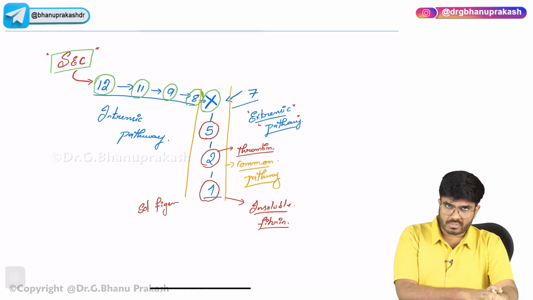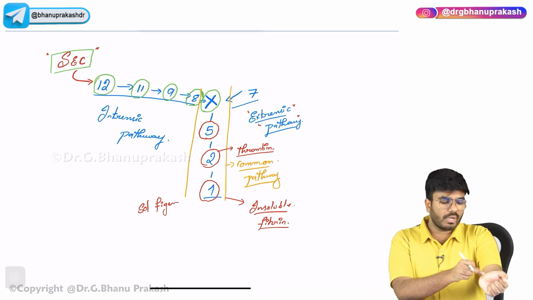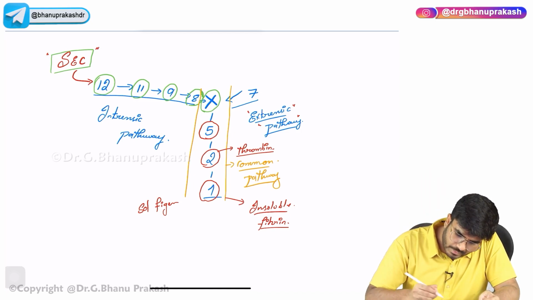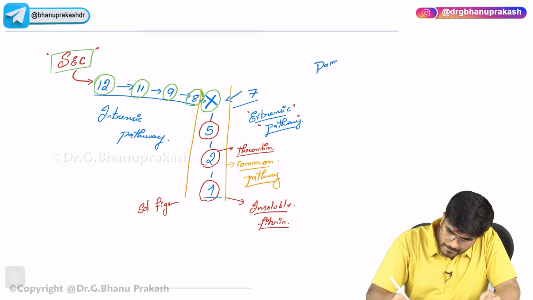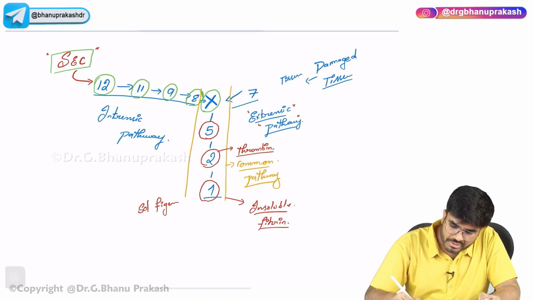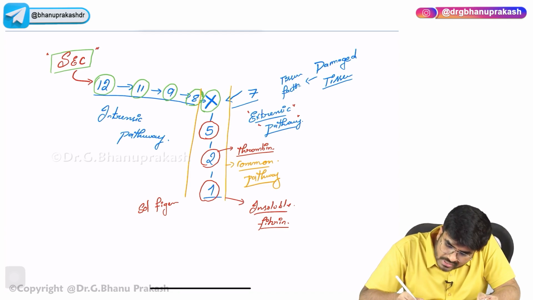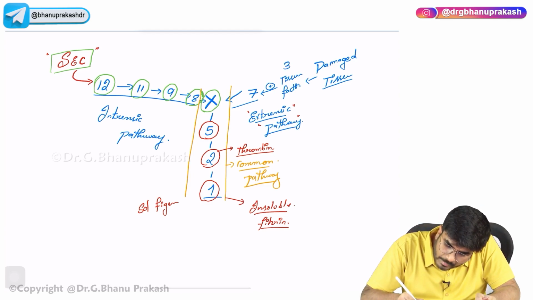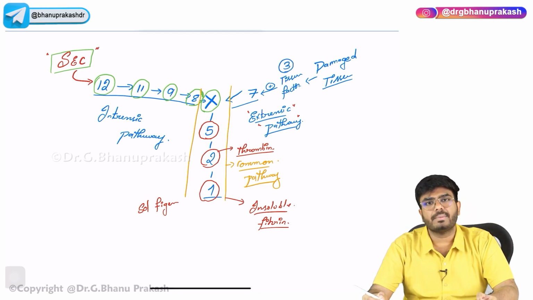And what is the extrinsic pathway? It's the damaged tissues. Whenever there is a trauma, not only is the blood vessel damaged, but the surrounding tissue will also be damaged, right? So damaged tissue is going to leak something called tissue factor. This tissue factor activates factor number 7. This tissue factor is nothing but factor number 3, clotting factor number 3.